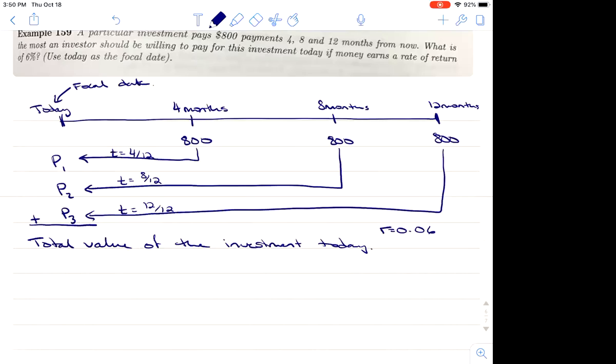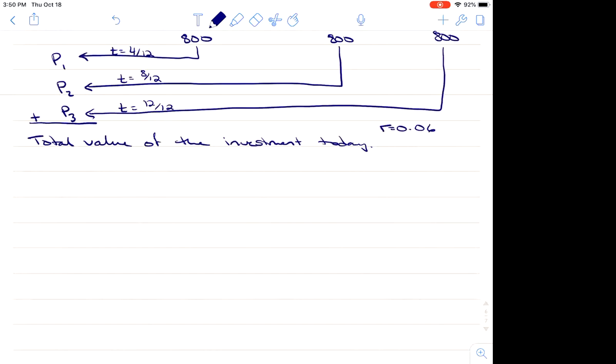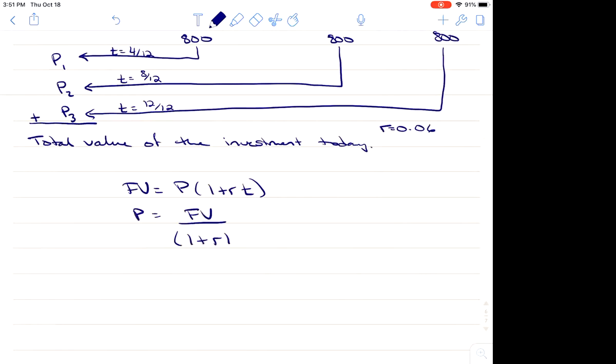So I look at this and I say, okay, I have to solve for P 3 times. I'm just going to rearrange the formula and solve for P once, and then I can just use that formula, instead of rearranging it all the time. So I'm going to start with the future value, P times 1 plus RT. Solving for P is pretty easy, so we get P is the future value over 1 plus RT.